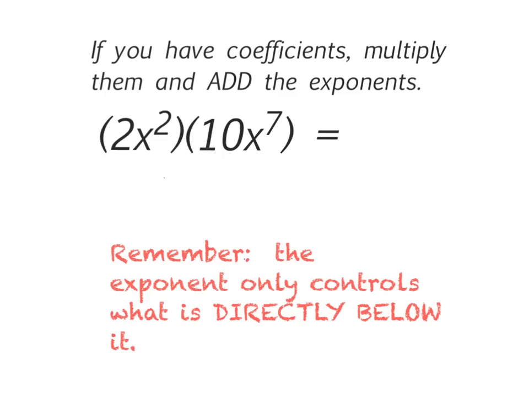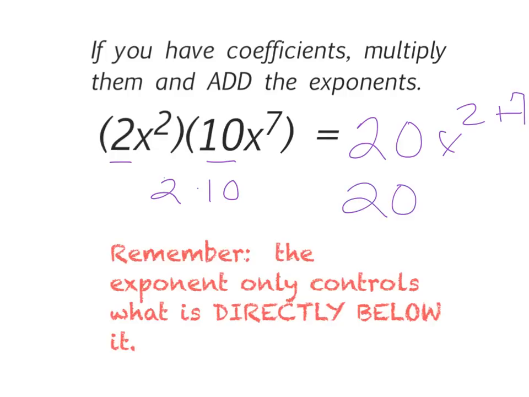Let's try to multiply some exponents that have coefficients. Here we can see that we have a coefficient of 2 in the first term and 10 in the second term. So my rule says multiply the coefficients. So that means I'm going to have 2 times 10, which is 20. Then my rule for exponent multiplication says to add the exponents that have the same base. X to the 2 plus 7. So my answer would be 20x to the 9th power.